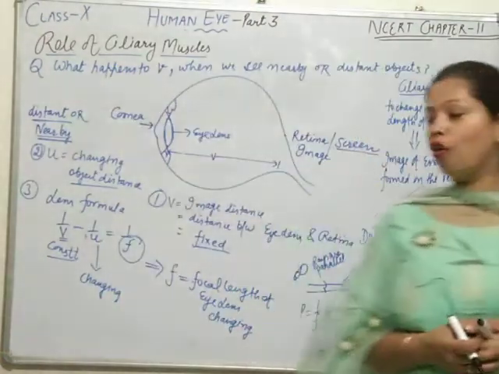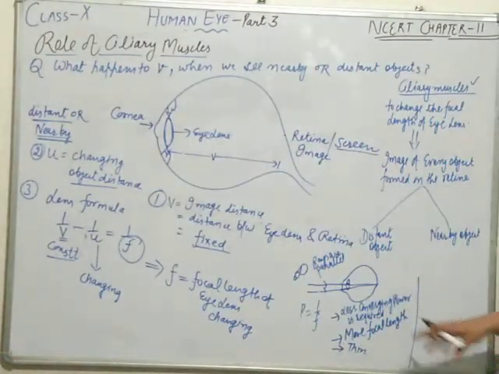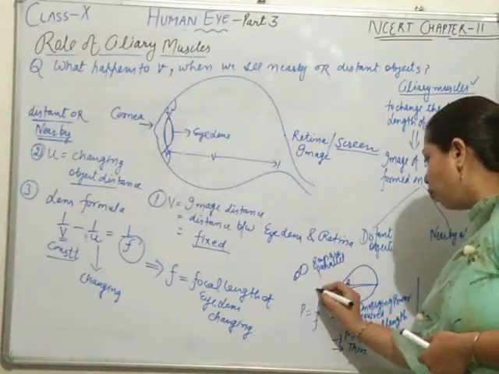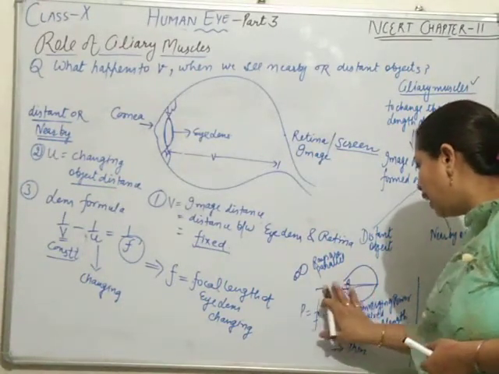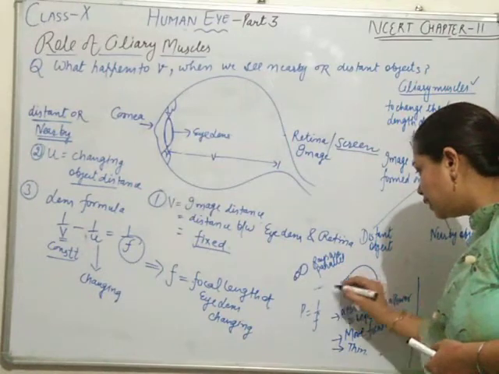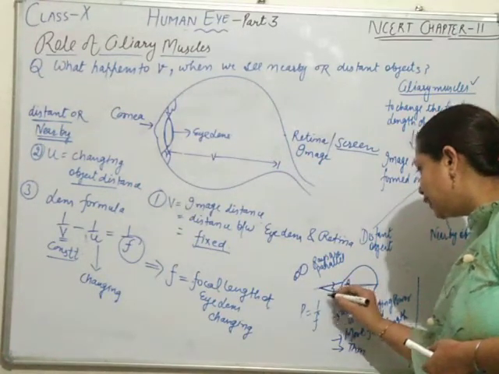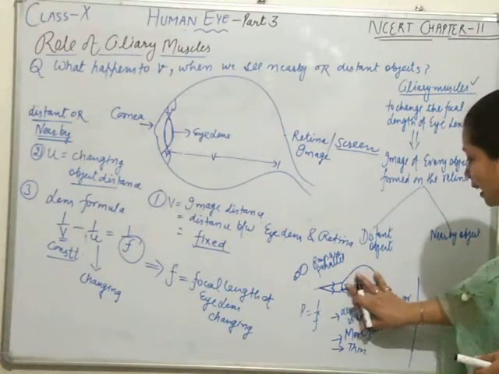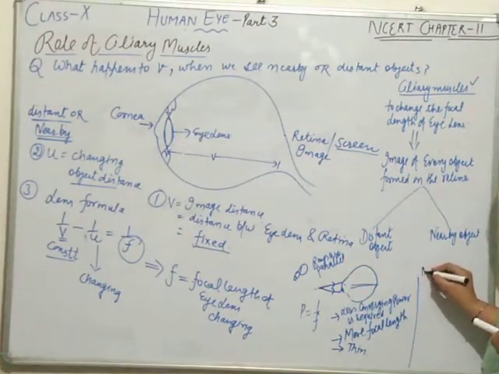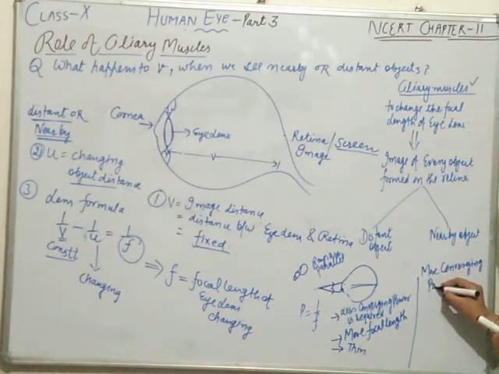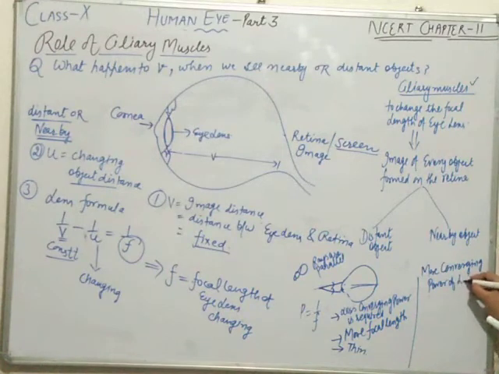Now, for the nearby objects, when the object is nearby, the rays coming from it are diverging in nature. It means for nearby objects, the rays are diverging in nature. Due to their diverging nature, more converging power of the lens is required.